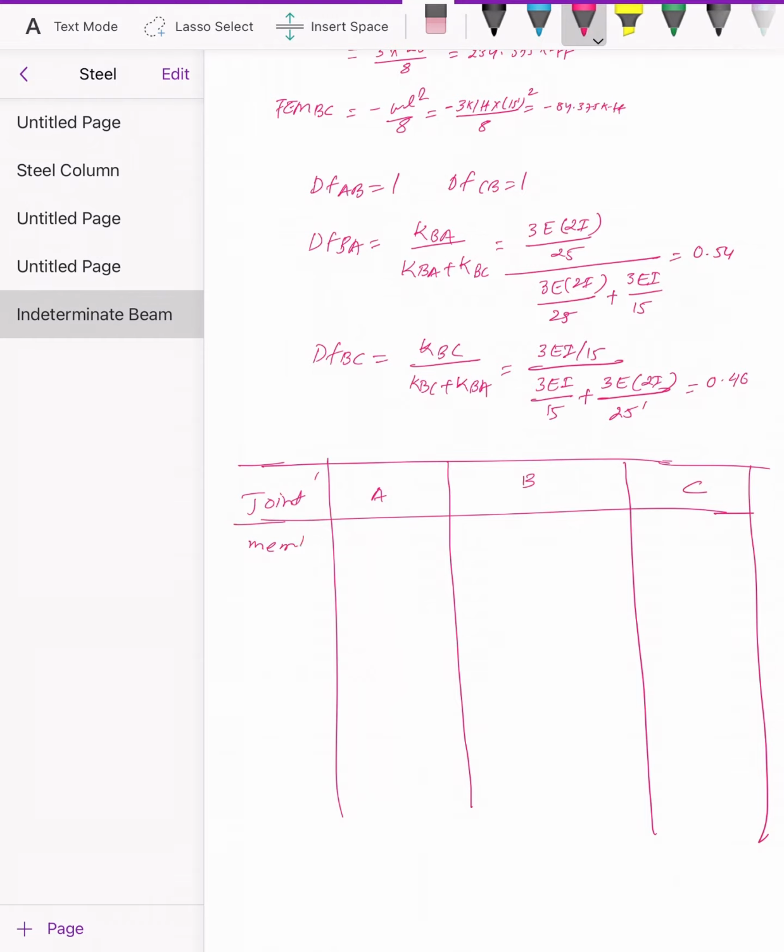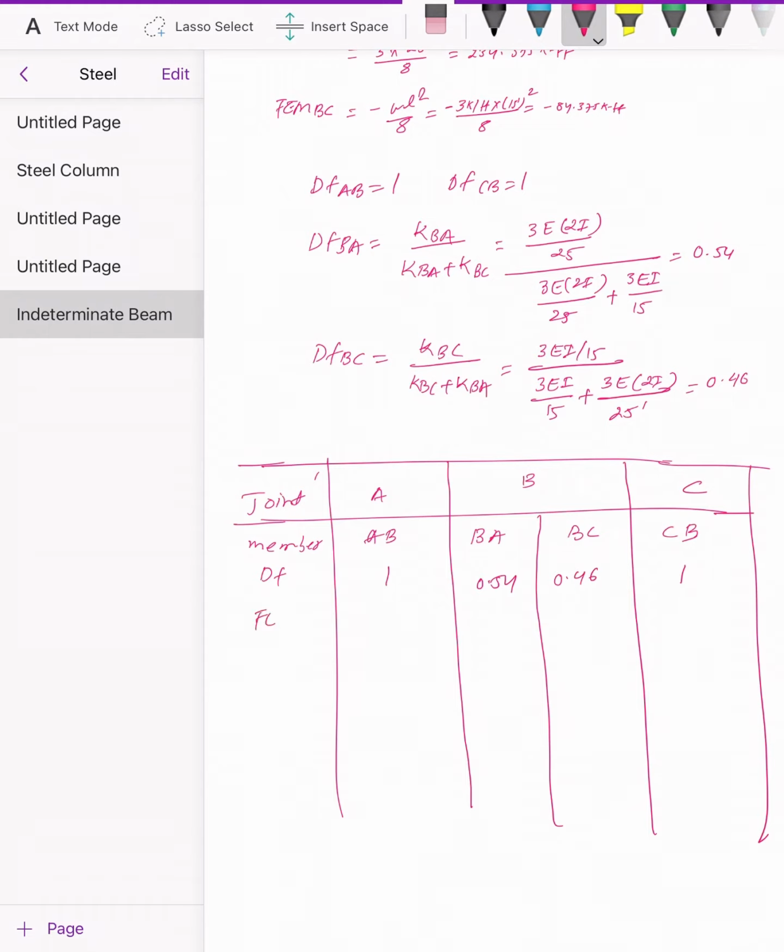Now member AB. We have here two members, BA, BC and CB. Just keep in mind, let me first write the distribution factor, and I will get back to the point I'm trying to make. The distribution factor is 1, okay, BA is 0.54 and BC is 0.46.